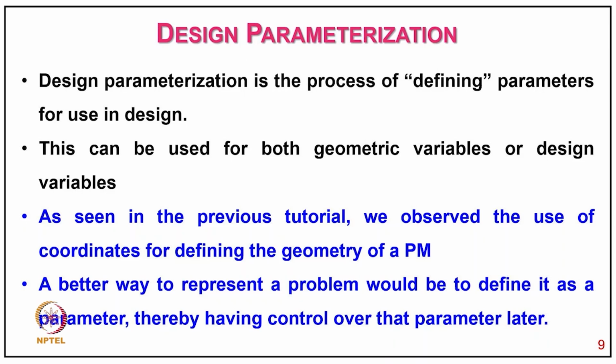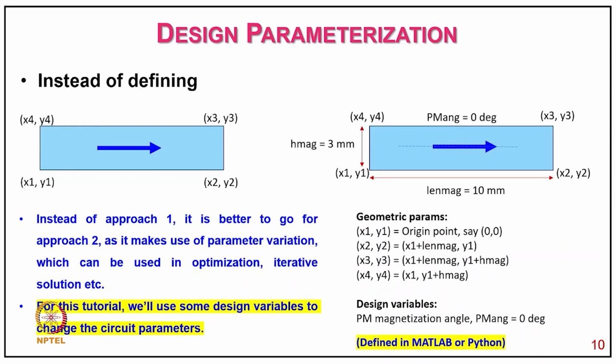Here, instead of defining the coordinates directly, you can see on the left side figure all four coordinates with the arrow direction. Similarly, with the dimensions in the second, the same parameterization is used. So instead of approach 1, it is better to go with approach 2, as it allows parameter variation, which can be used in optimization to iterate toward the solution.